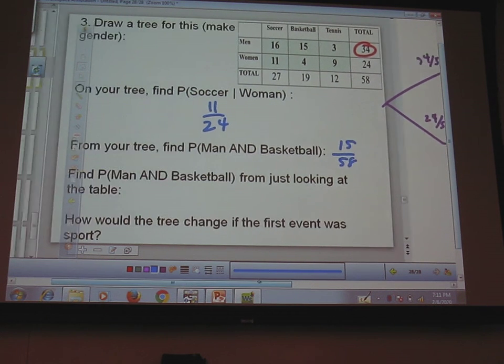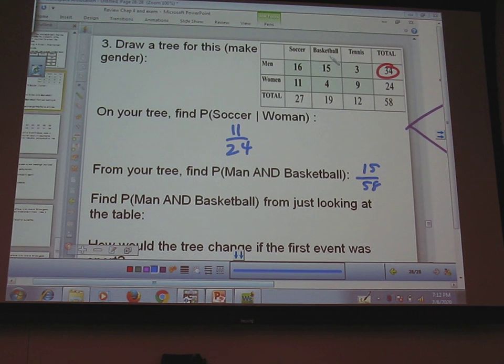Find the probability of men and basketball just from looking at the table. So looking at the table, how many men play basketball? 15 out of 58. Look how beautiful that is. Isn't that amazing? It is. It is gorgeous.